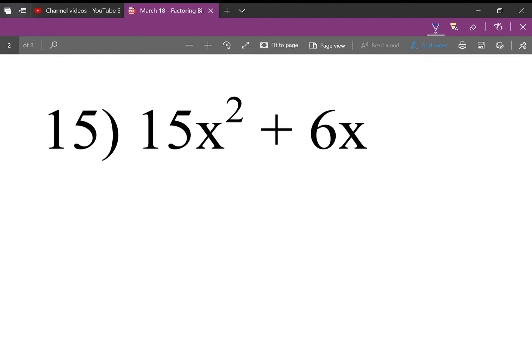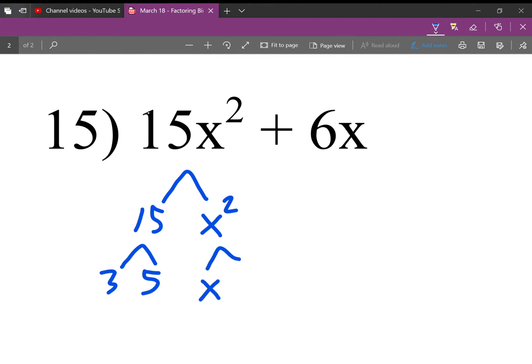So we know how to find the GCF with variables. We saw that earlier. Let's just go ahead and do the same thing here. I'm going to separate the number 15 from x squared. Now 15 is obviously 3 times 5. It doesn't break down any further. Those are both prime numbers. X squared is x times x. And over here, 6x is 6 times x. And then 6 breaks down into 2 times 3. Those are prime numbers, so I stop there. So I have my factor tree.